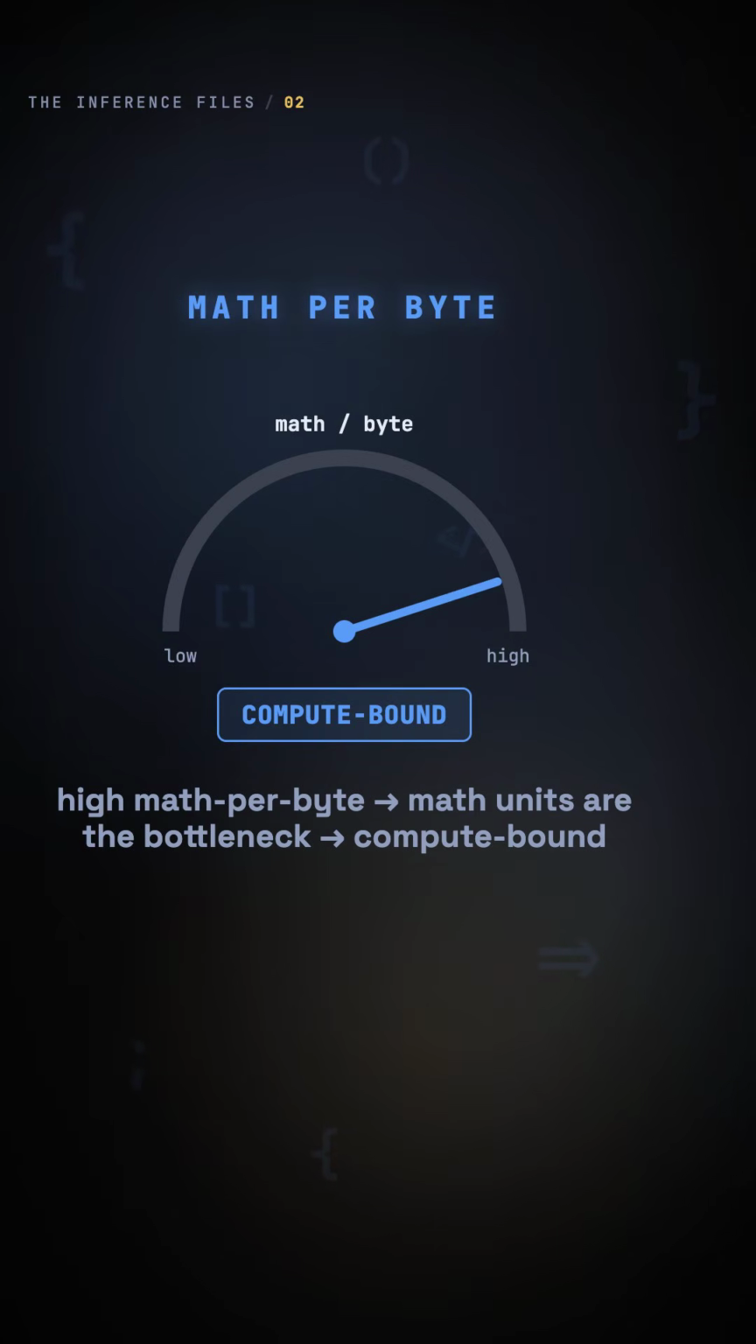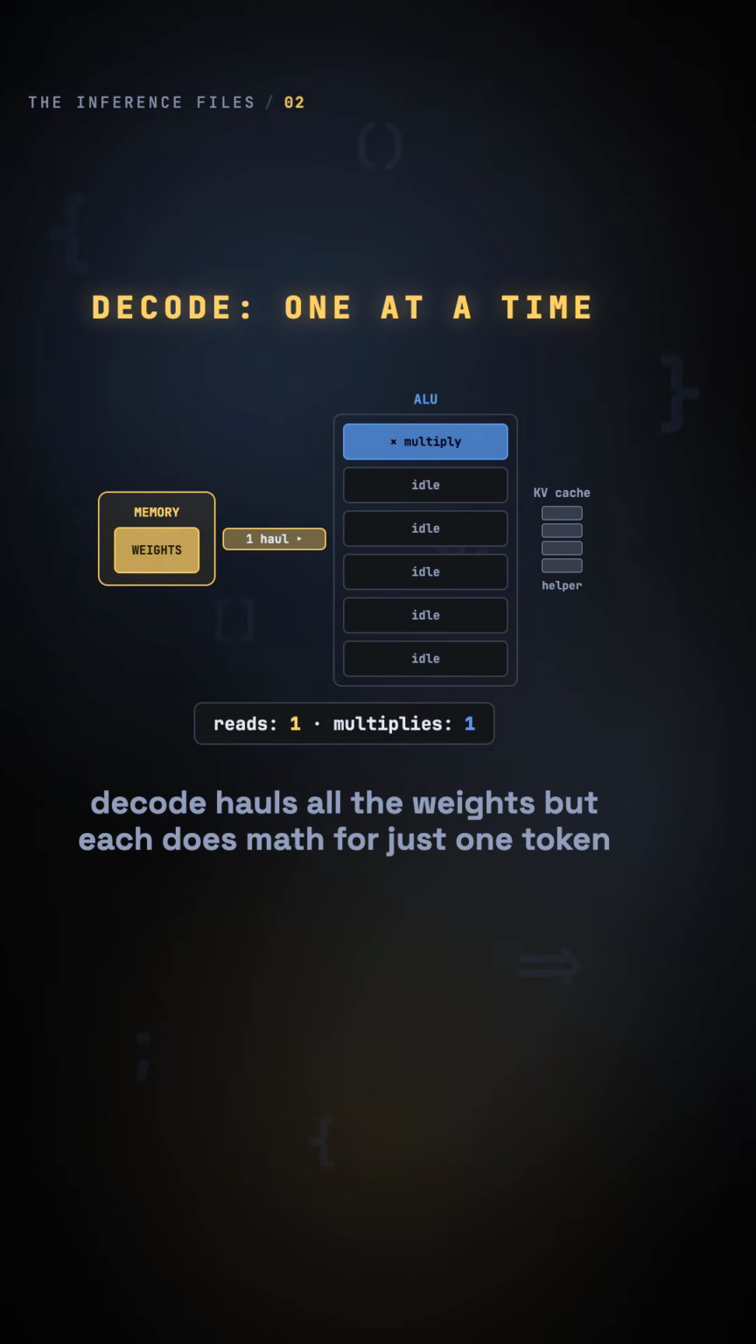Here's the whole episode in one number, math per byte: how many multiplies the chip does for each byte of weights it reads. Prefill just showed us one read feeding many multiplies, so that ratio is high. When math per byte is high, the math units run flat out and memory easily keeps them fed. The math is what you wait on. We call that compute bound. Prefill is compute bound.